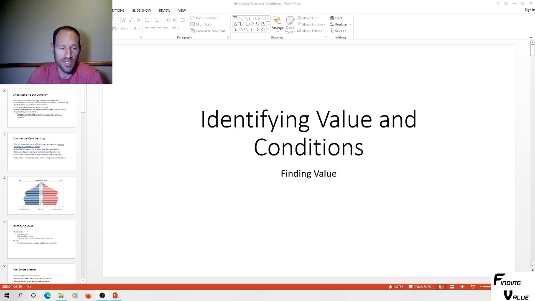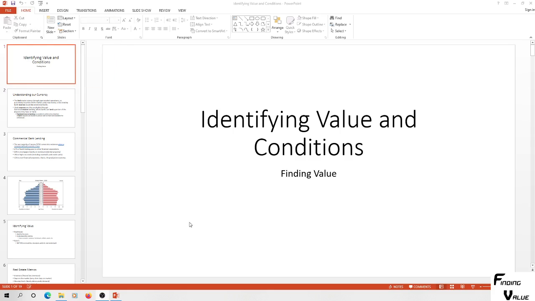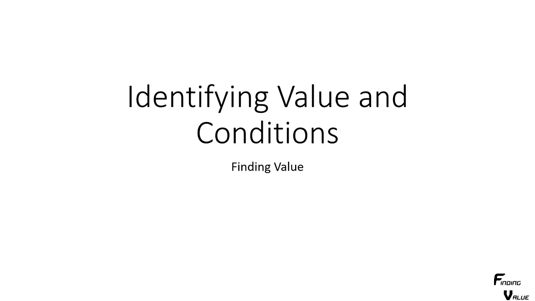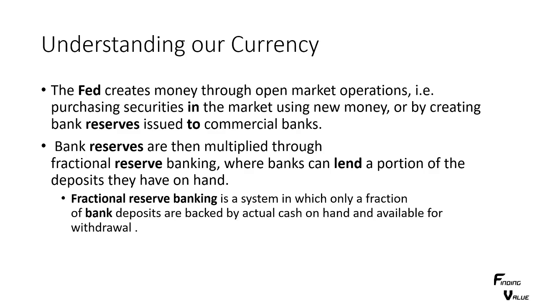So I'm going to go through this, if you're an investor at least. It's called Identifying Value and Conditions. So one, you have to understand our currency. The Fed creates money through open market operations. Basically what they do is they print money, they create a bond, money comes from the Fed Reserve, and the Fed Reserve pushes it into the commercial banks. Those are known as bank reserves. Bank reserves are then multiplied through fractional reserve lending.